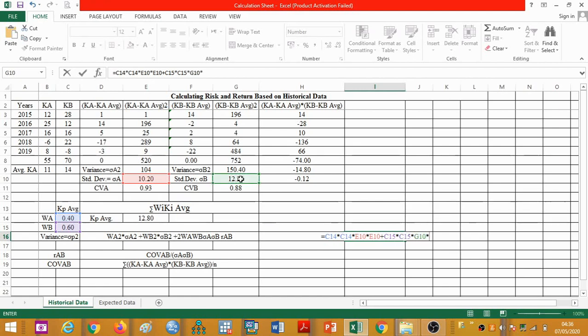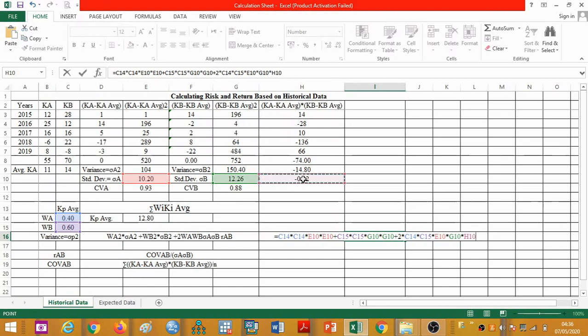So we multiply it by the 12.26 twice, plus 2 with the formula, and then multiply this 0.4 into weightage of the B security 0.6 into sigma A, that is 10.2, into sigma B, that is 12.26, and into the last thing, that is the correlation coefficient, and the correlation coefficient is minus 0.12.